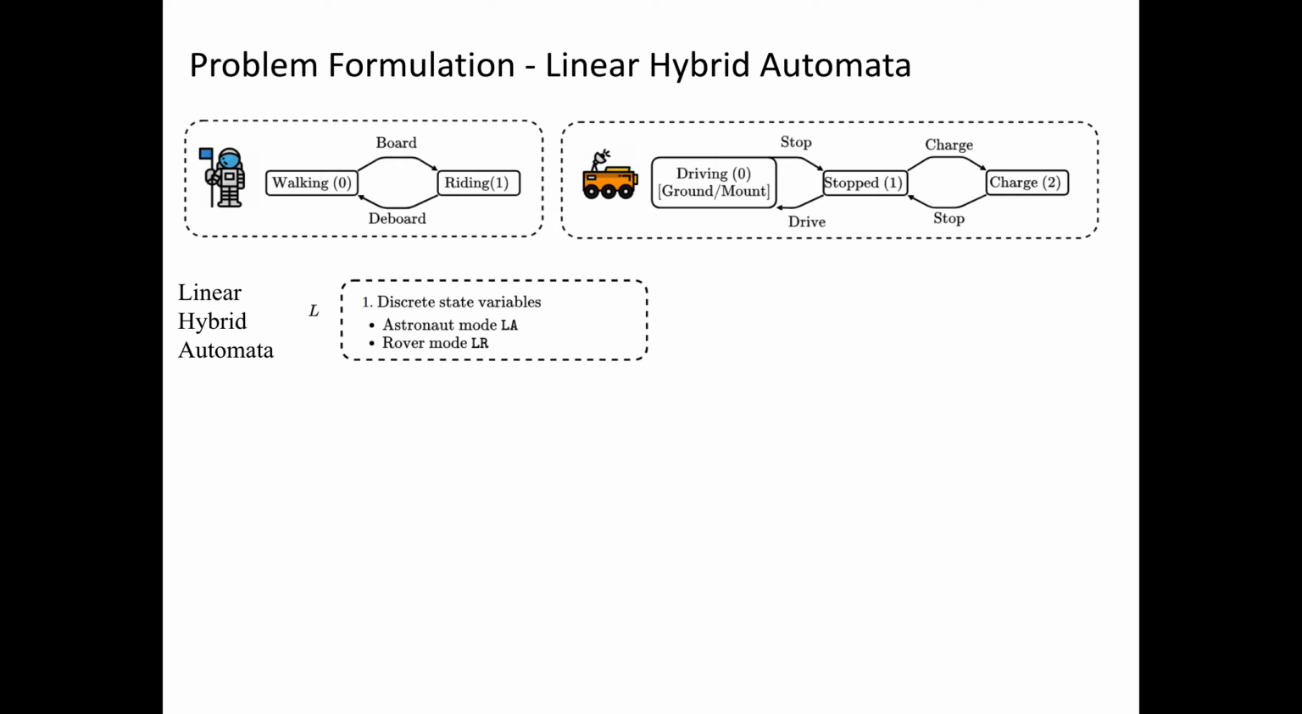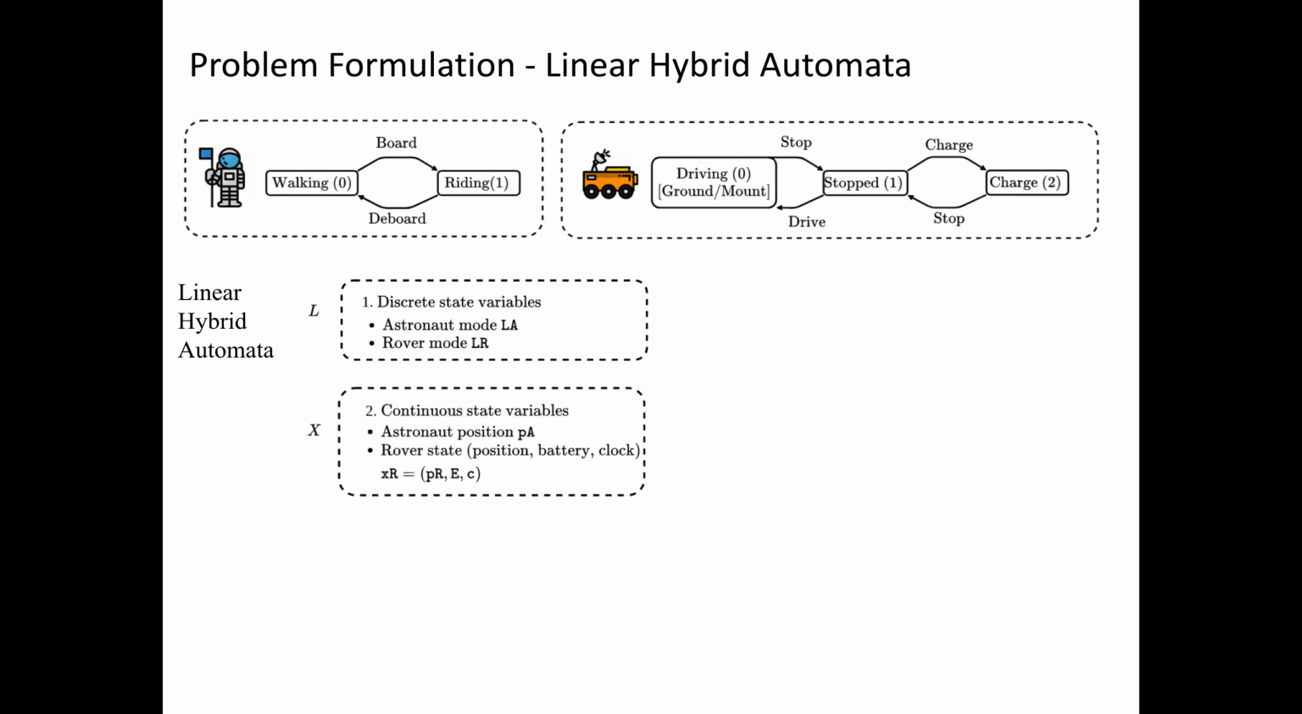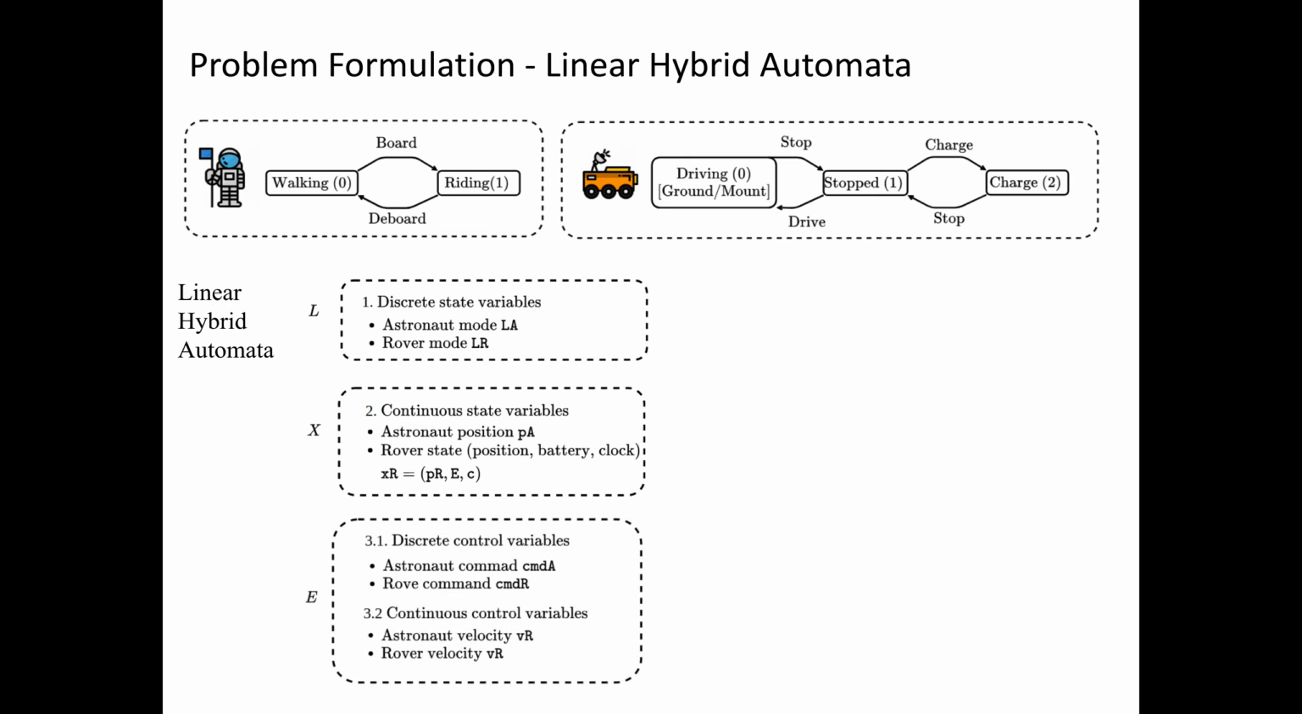Consider our motivating example. The discrete state variables are the modes of the astronaut and rover. The continuous variables are the astronaut position, rover battery, and rover clock. The control variables can be discrete or continuous. The discrete commands are used to switch between different modes, and both agents have velocity as control variables. And we also have initial and goal states.